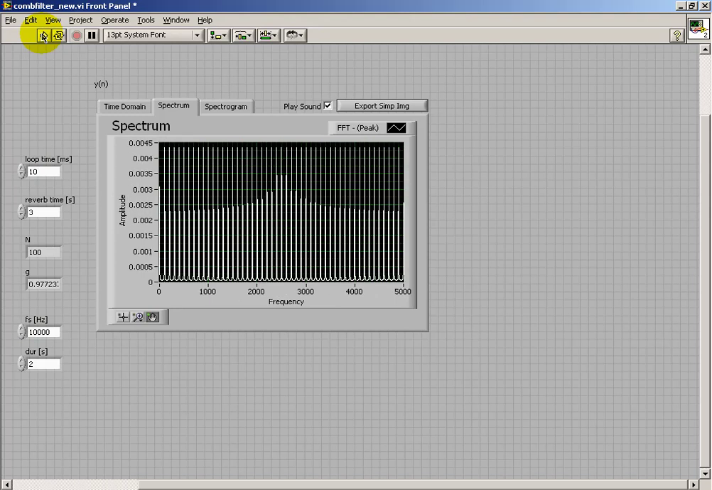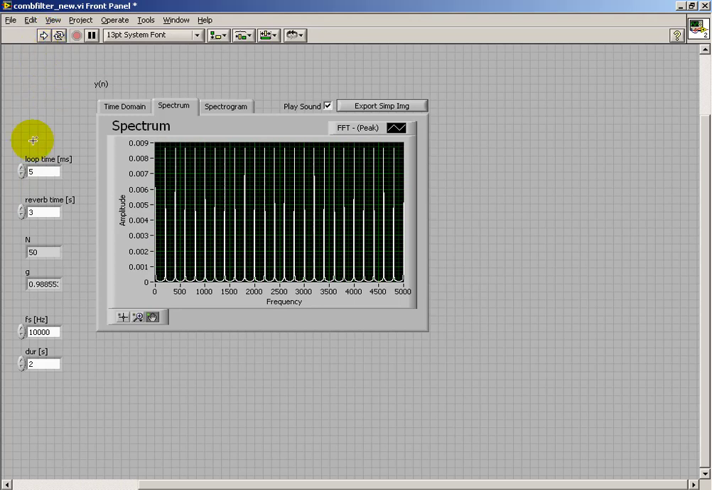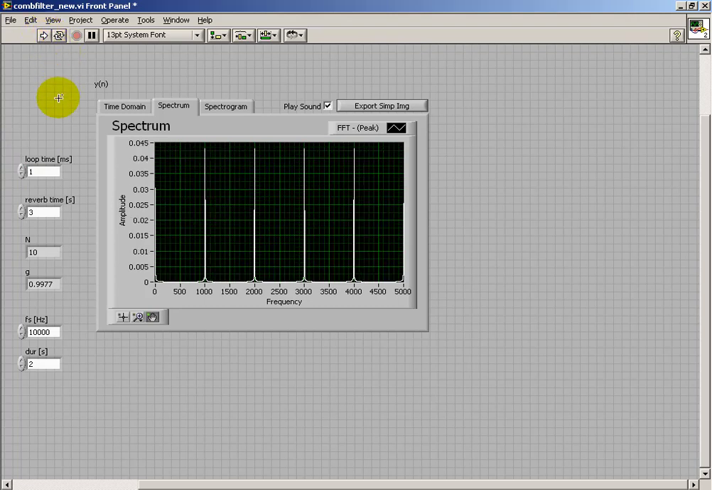Let's make it even shorter. So our ear hears the impulses so fast that we actually perceive distinct pitches at this point. And when we look at the spectrum plot, we do in fact see what we would call distinct spectral components showing up at integer multiples of a fundamental frequency. So they fuse together into a single pitch.